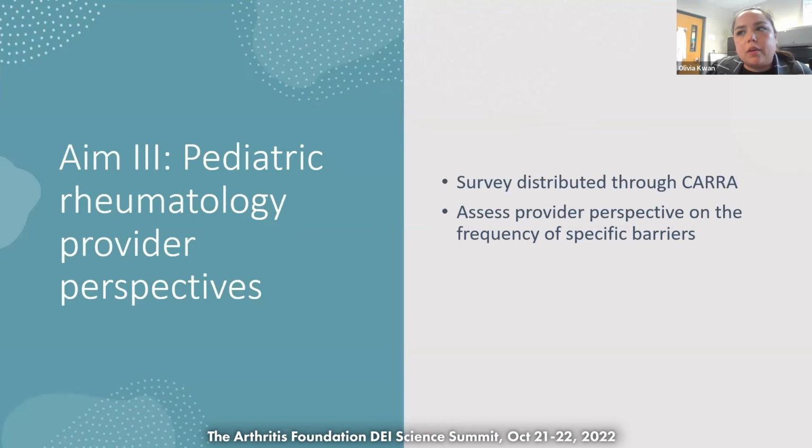For our third aim, we're hoping to obtain the pediatric rheumatology provider perspectives on barriers to care. So we'll be doing this through a survey distribution through CARA. This will help us assess the provider perspectives on the frequency of specific barriers. There have been similar studies in adults with lupus that have found that providers aren't necessarily good at identifying barriers in their patients.